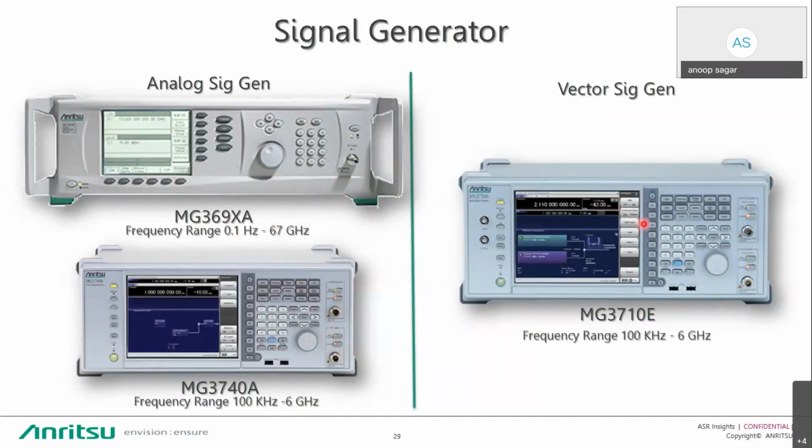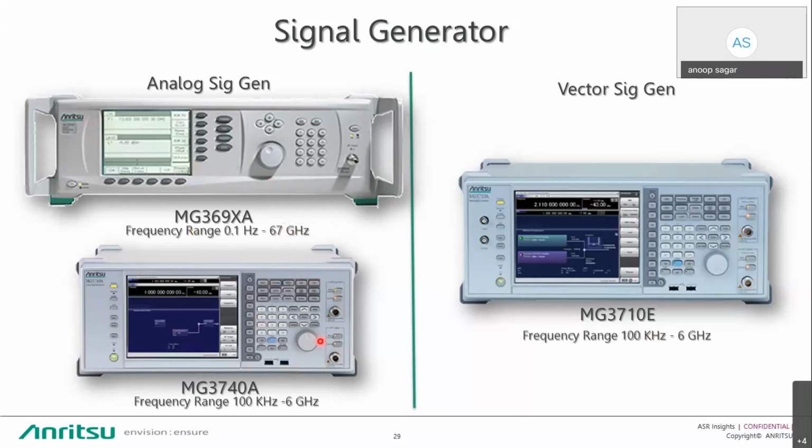Then we have a vector signal generator for generating your digitally modulated signal. The frequency ranges remain the same, and again this is dual output. This analog signal generator comes from our US factory, and this one comes from our Japan factory. So the frequency, again I'm saying, we can go up to 500 gigahertz with this signal generator. For this one, we can go up to 6 gigahertz for analog signal generation.